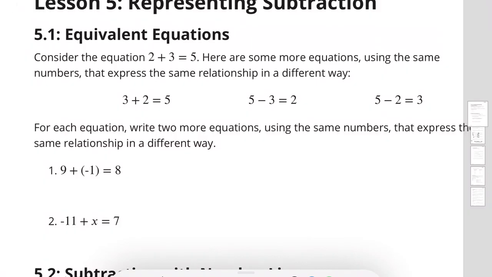Okay, lesson 5 is representing subtraction. On 5.1, it says, consider the equation 2 plus 3 equals 5. Here are some more equations using the same numbers that express the same relationship in a different way. So think of your fact families that you learned way back in elementary school. So if 2 plus 3 equals 5, I know that 3 plus 2 equals 5.